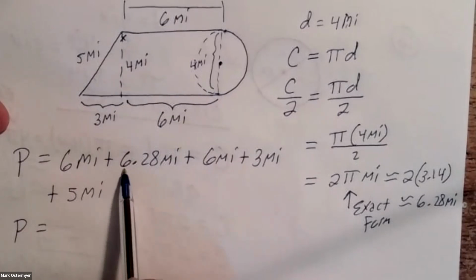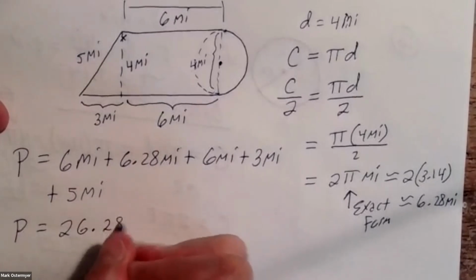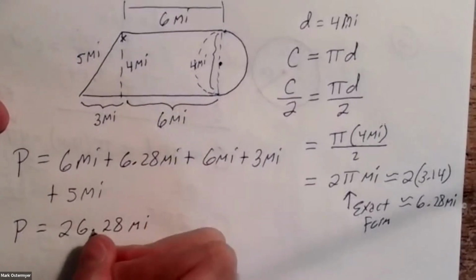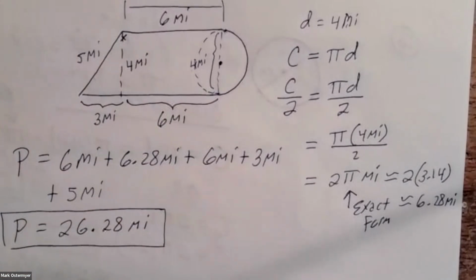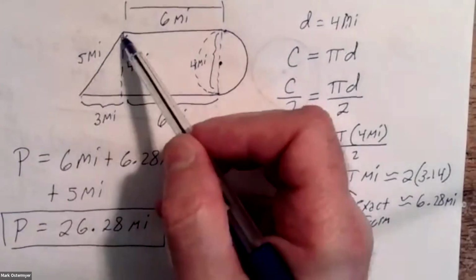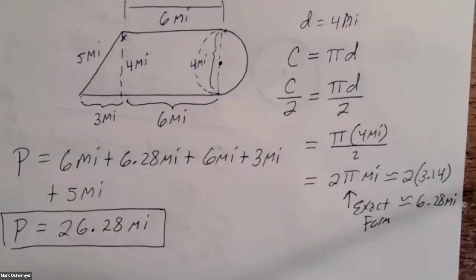What's 20 plus 6.28? 26.28. Ladies and gentlemen, you have the circumference of that weird looking shape. 26.28 miles completely around that shape. Walking from here to here, all the way around, back to here. 26.28 miles. You'd probably definitely want to drive a car. Do you agree? Any questions how we piece that one together?